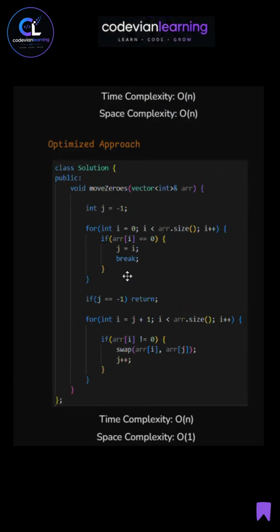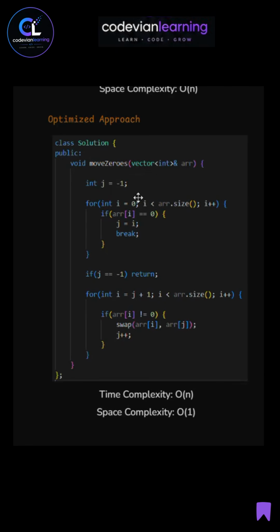Now let's understand the optimized approach. Here we use the two-pointer technique. Remember, we use the two-pointer technique and we don't need any extra array. First we initialize a variable j, which will represent the position of the first zero in the array. Now we traverse our entire array. Here i moves through every element of the array.